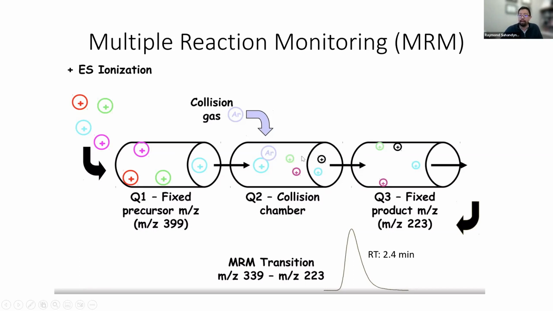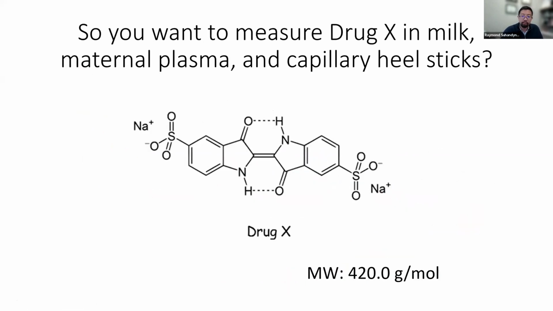We're removing the noise by doing a second filtration step here in the third quadrupole, looking only at the ions we want. In this case, what we would try to monitor is this 223. And then we combine it with that chromatography system that I mentioned earlier to get retention time. So we're looking at retention time, and we're also looking at a specific piece of the whole, if you will, of say this 399 compound. So hopefully that gives you a little insight into what we're doing.